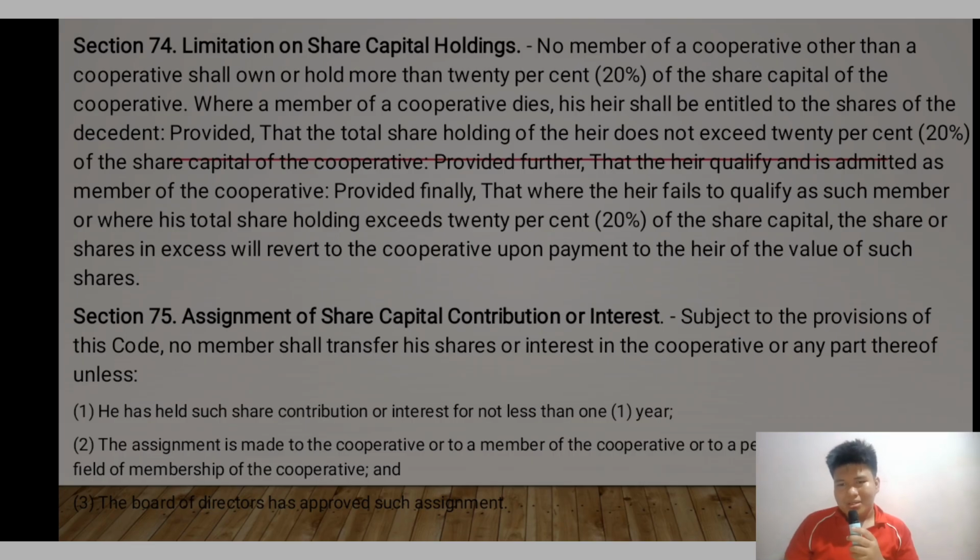cooperative. Section 75. This section governs the assignment of share capital, contribution, or interest, requiring a 1-year holding period, approval by the Board of Directors, and assignment to the cooperative, a member, or a person within the cooperative's membership field.